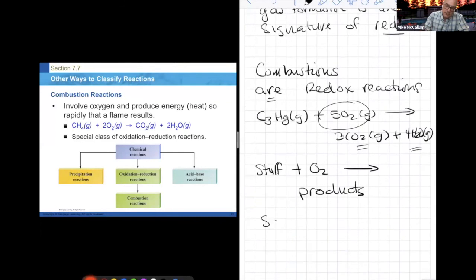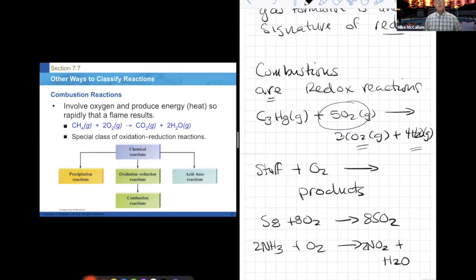For example, we can burn S8 in oxygen, 8 SO2. So it turns out that we need 8 O2s to react with the one S8. We can have NH3, we get NO2, two NO2s plus H2O. So oxides are the general product of combustions.